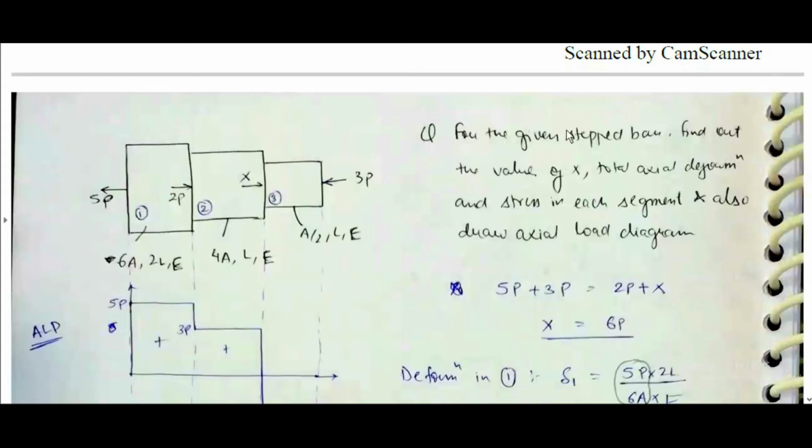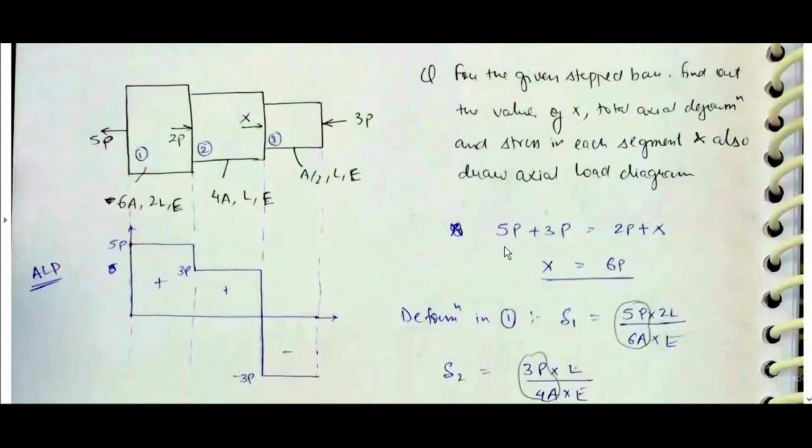For the given stepped bar, find the value of x, the total axial deformation, and the stress in each segment, and also draw the axial load diagram. If you consider the whole bar, it should be in equilibrium. So 5P plus 3P is equal to 2P plus x. X is equal to 6P.